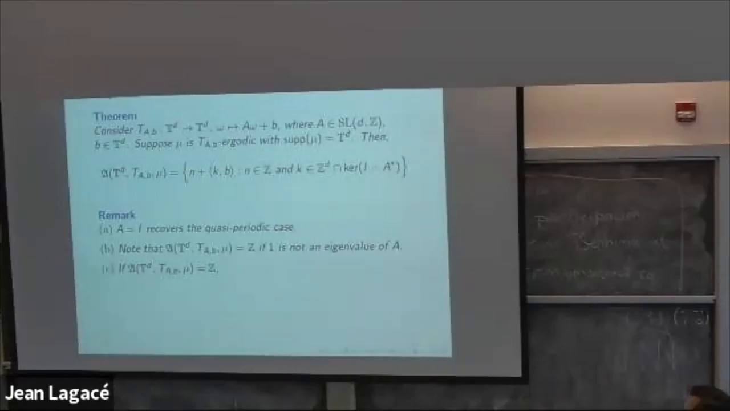But if the Schwarzman group is equal to Z, as was mentioned yesterday, gap labeling tells you that there can be no gap with a rotation number strictly between 0 and 1, but you would have such a gap if you had an interior gap. So you don't have any interior gaps, so the spectrum is connected.